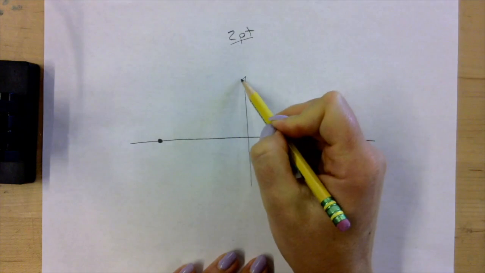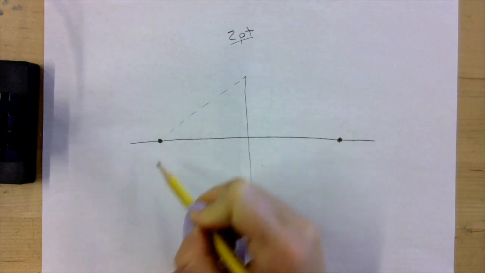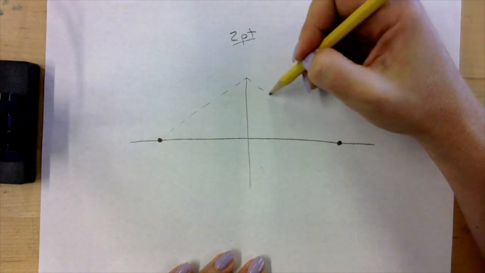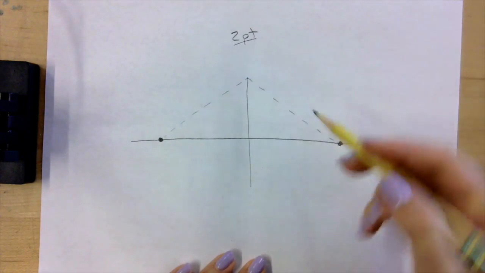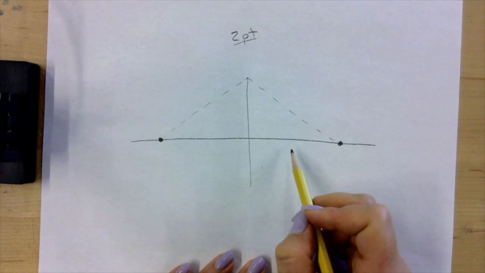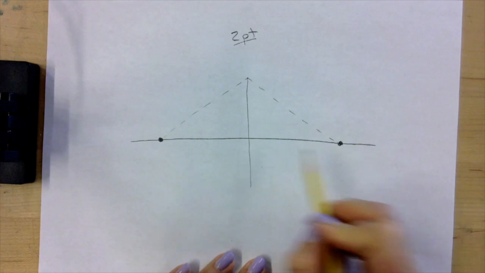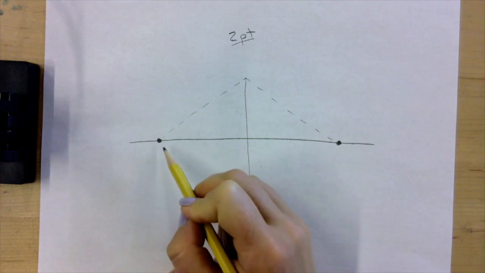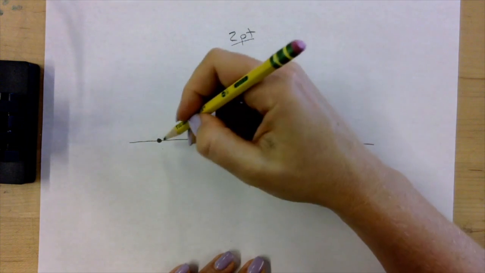Then from the top, we're going to do dotted lines to one vanishing point, and then to the other. And the reason I started here in the middle is because what it's showing us is that everything to the right of this line is going to go towards this vanishing point, and everything to the left of this line is going to go to this vanishing point.